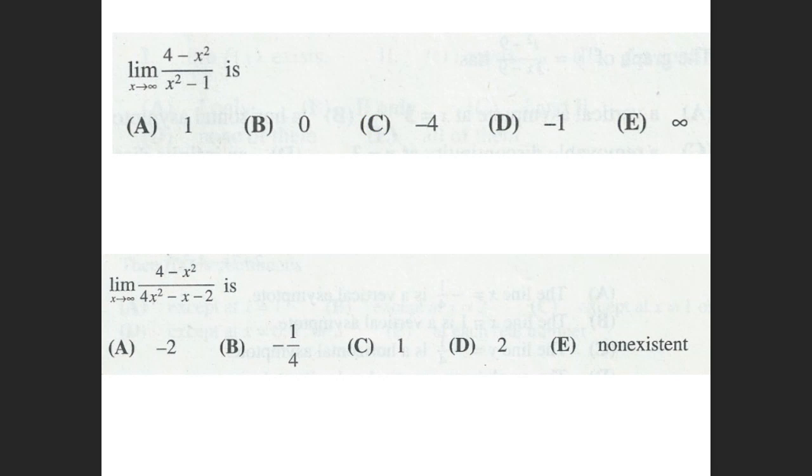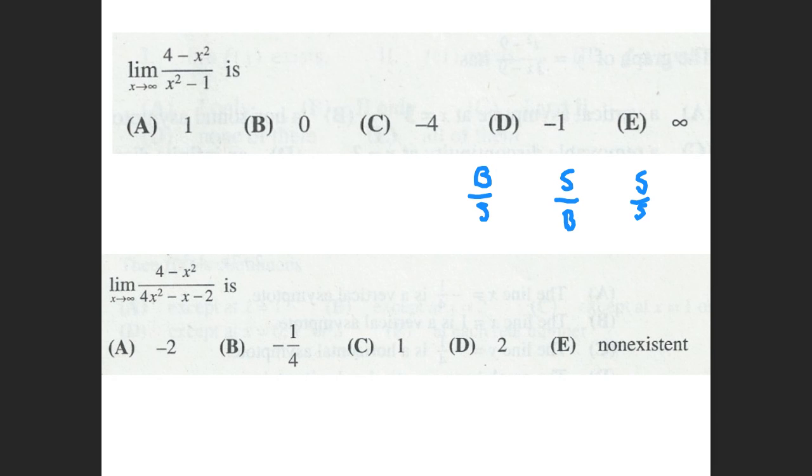Because all we're doing is we're looking at the powers on top and bottom. So we could have a big power on top, small power on bottom. We could have a small power on top and a big power on bottom, or we could have the exact same powers.